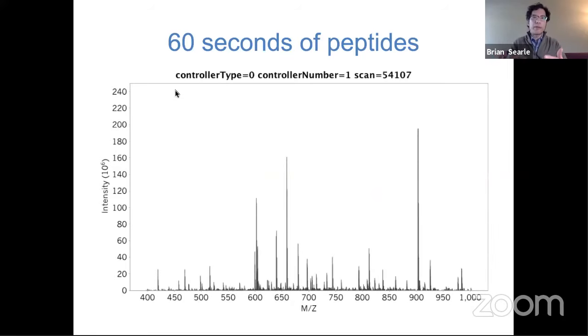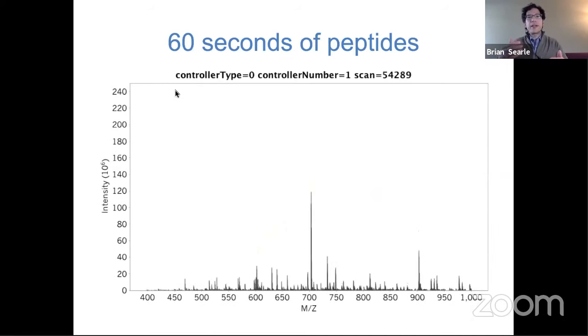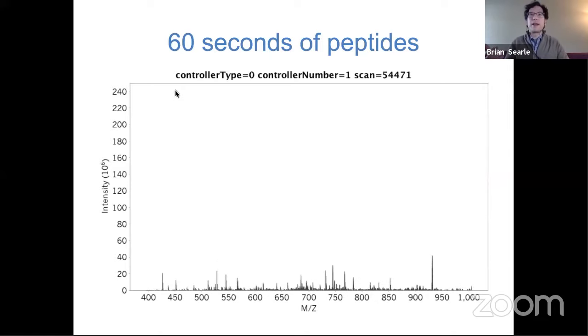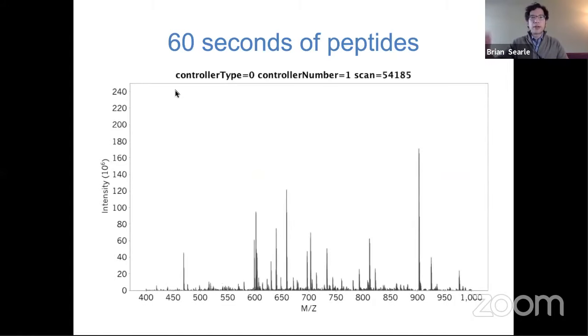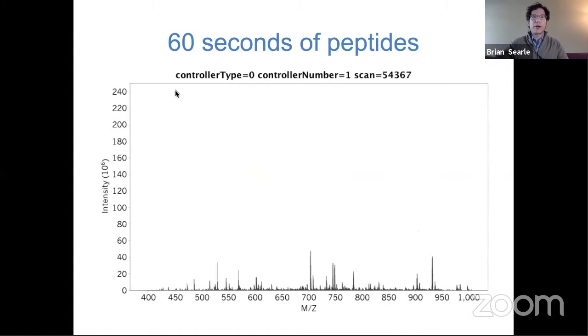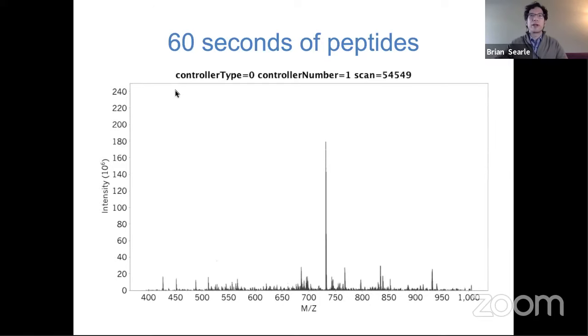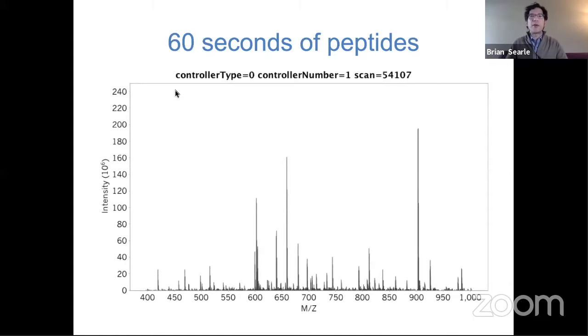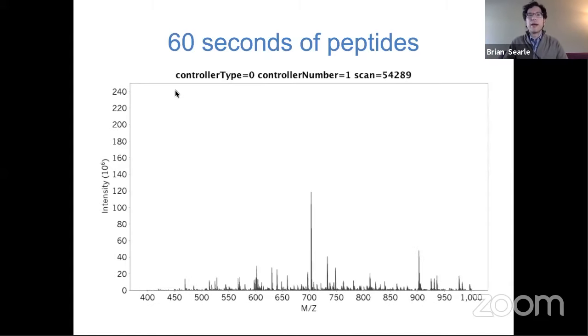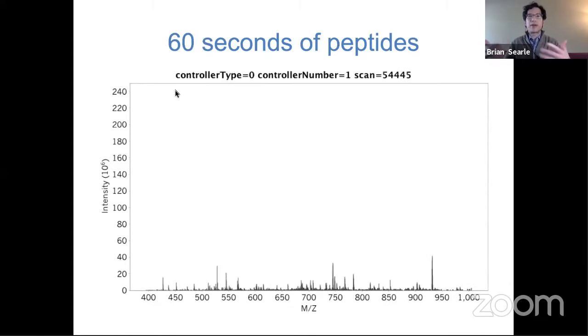Let me show you, for example, here. This is about 60 seconds of peptides as they're eluting off the mass spectrometer. Each one of these scans is a precursor scan, tiled one after another, so you can see them essentially in real time. And you can see peaks rise and fall all of the time. Every time there's a precursor scan, that's a new batch of peptides to try to sequence.